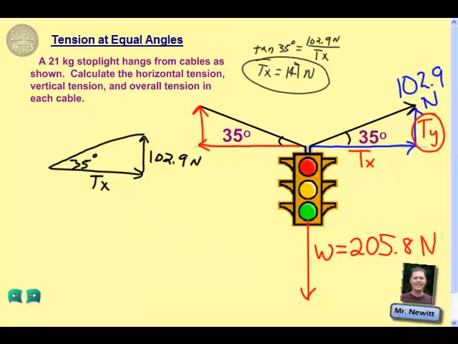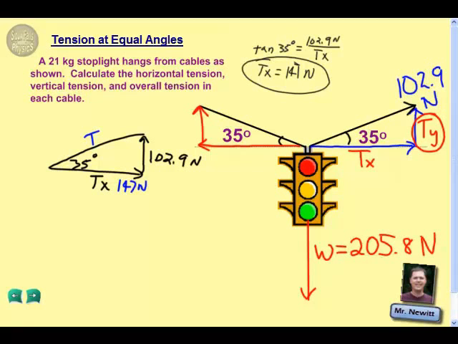Next, we need to find the overall tension. This is going to be our resultant side of the triangle. A couple ways we could do this. We could use the Pythagorean theorem at this point, now that we know both the horizontal and the vertical. Remember, we found that this was 147 newtons. But probably for a more accurate answer, we should go ahead and stick to the trigonometry here.